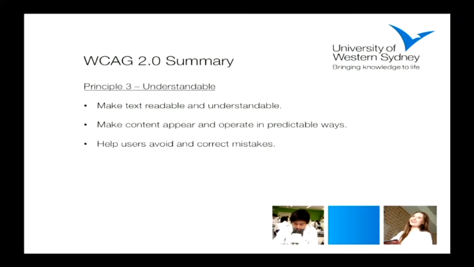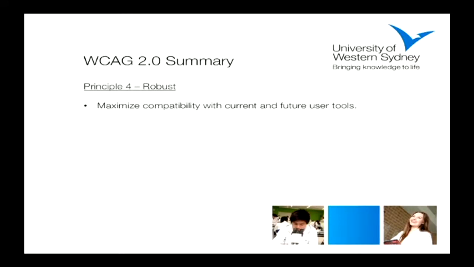Helping users avoid and correct mistakes is the third point there. That refers to such things like forms. If your form triggers an error, the error message needs to be accessible as well. It needs to be in text. It needs to be readable. Ideally, it needs to be right next to the place where the error occurred.